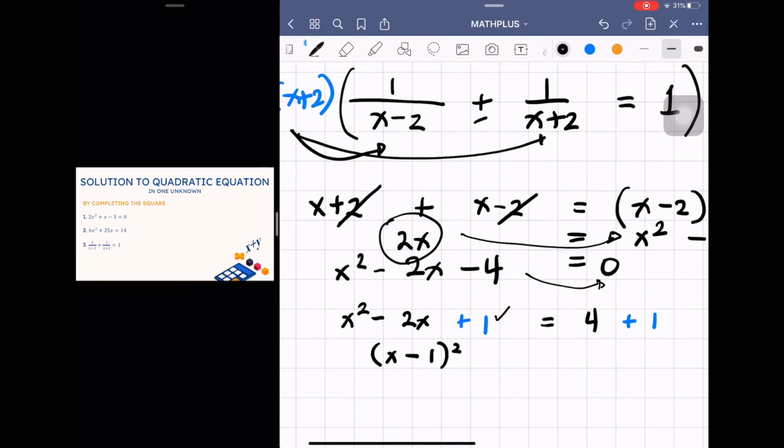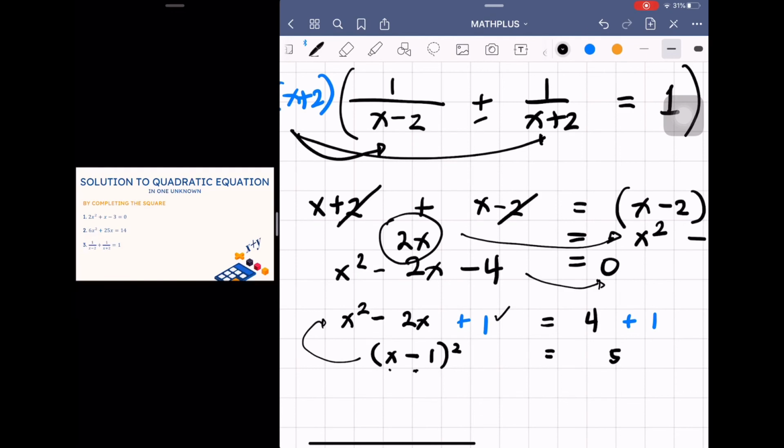Of course, there will be times that you can check along your solution, so that as early as possible, you can identify if there's something wrong in your solution. If you try to expand this, it should produce this trinomial: x squared minus 2x plus 1. So that's correct. That's equivalent to 5.